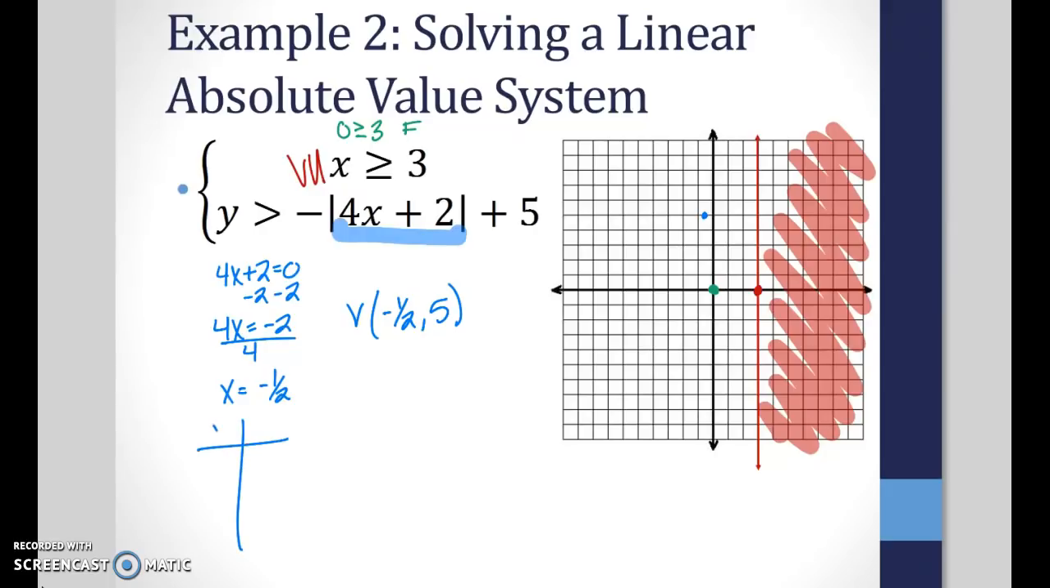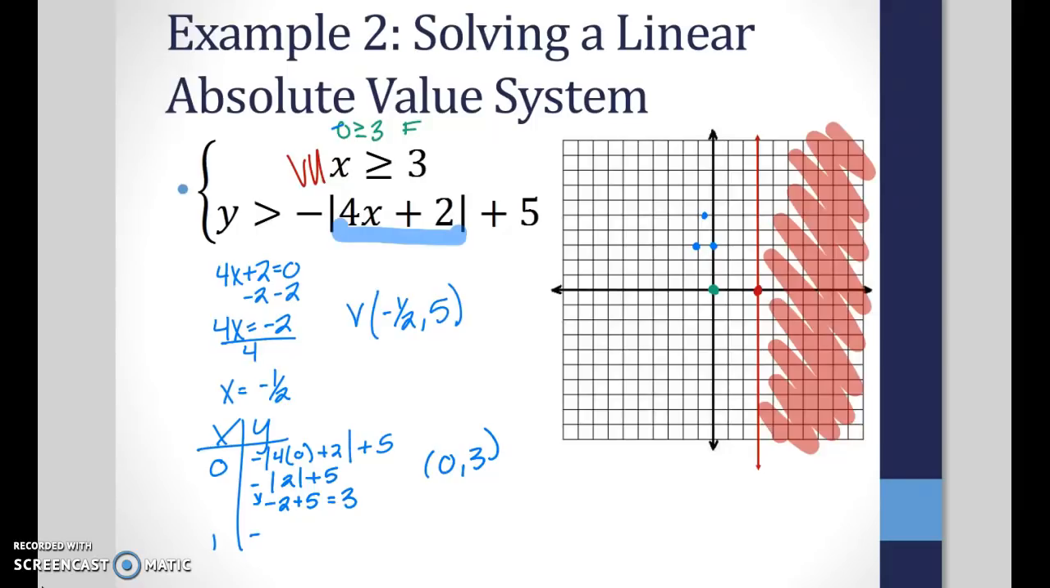We're going to do a t-chart, and if you notice in the original inequality, there is a negative sign outside of the absolute value, meaning that our V is going to be flipped upside down. I'm going to pick 0 and the number 1 for my t-chart. So negative absolute value of 4 times 0 plus 2, plus 5. That gives me negative absolute value of 2 plus 5. Absolute value of 2 is 2, but you do need to bring down that negative. So negative 2 plus 5, I get 3. So (0, 3) will be my next point, and we will need to mirror that over.